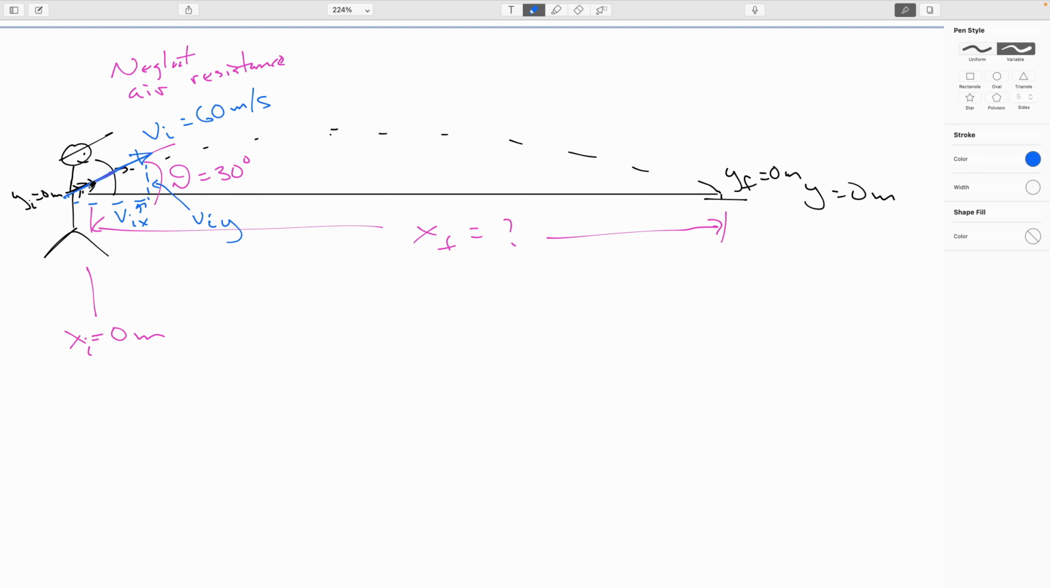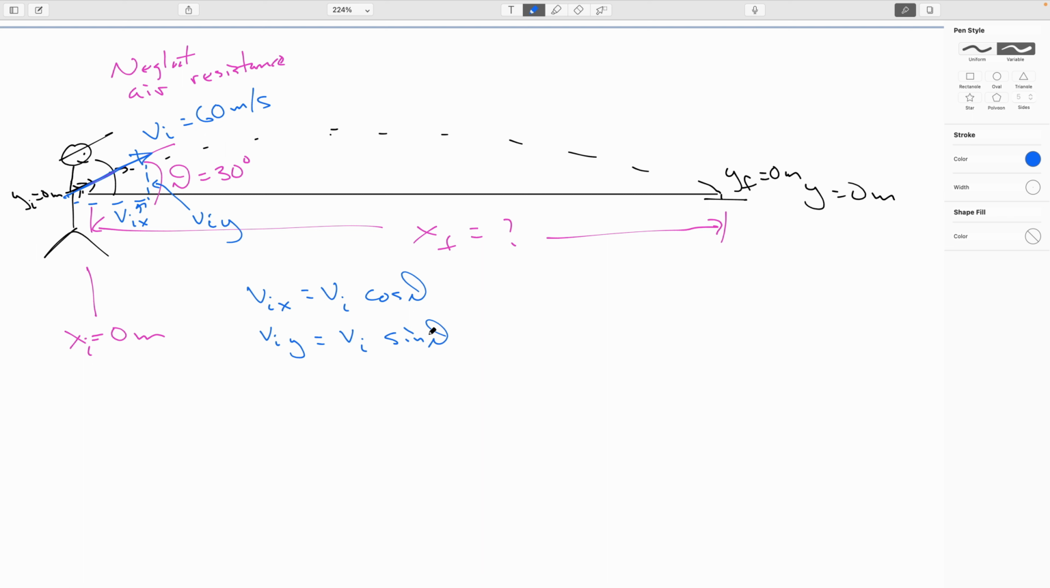Well, this angle here is the adjacent, so we'll just go ahead and note right now that v initial x, since this is the adjacent, will be equal to v initial cosine theta, and v initial y will be equal to v initial sine theta. And we got that from doing SOHCAHTOA.